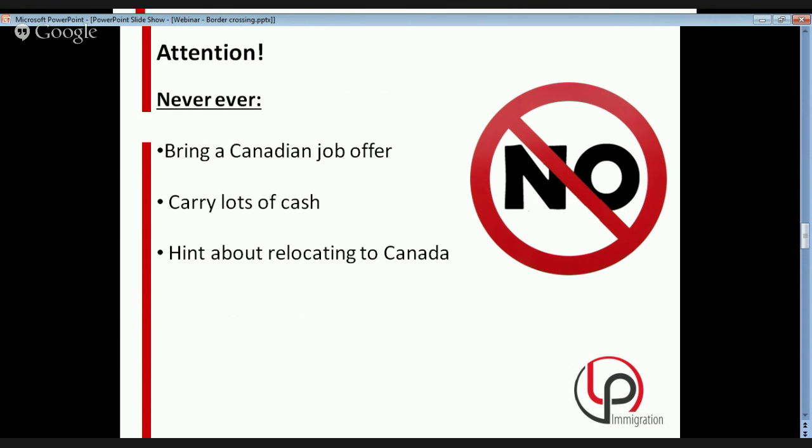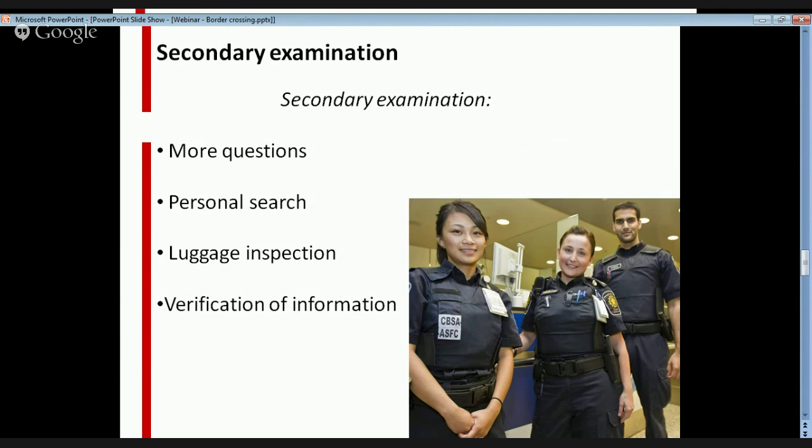Do not try to hide anything in your luggage or elsewhere. CBSA will find it anyway if you're unlucky enough to be referred to a secondary examination. So what's a secondary examination? In a nutshell, it is the procedure of a more thorough assessment of a decision regarding his or her admissibility to Canada.